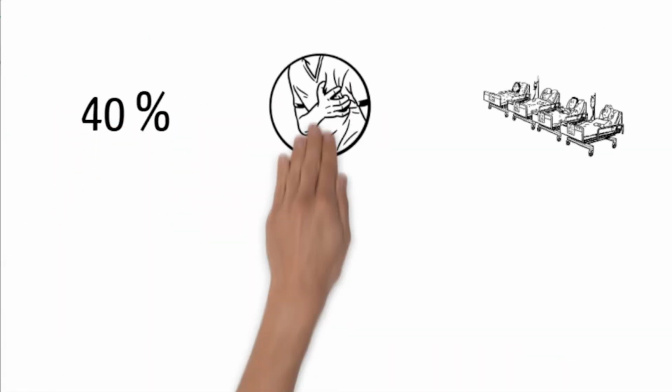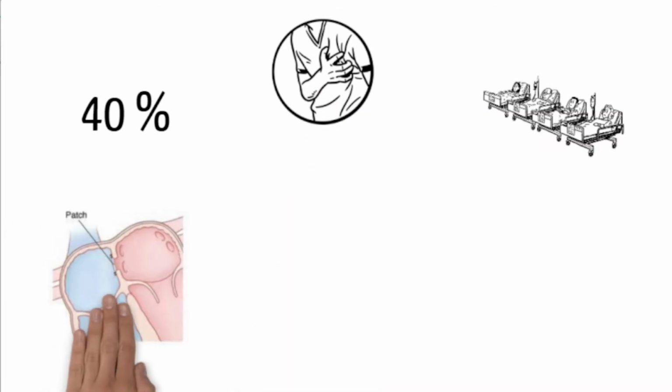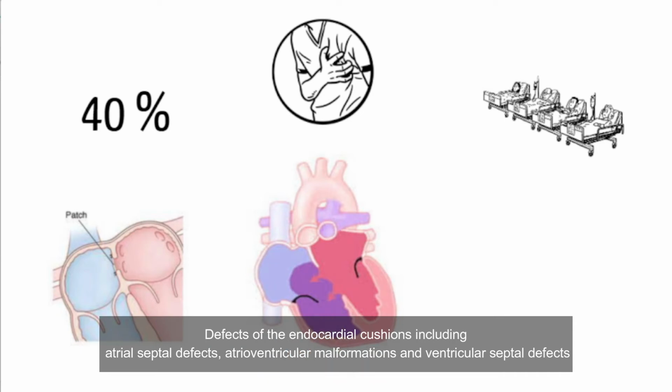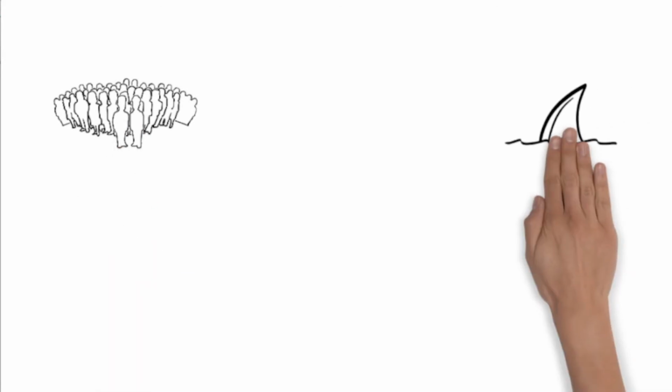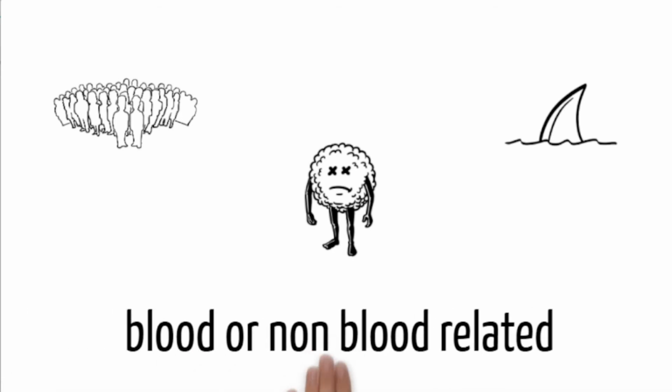Heart. Approximately 40% of patients have congenital heart disease, most commonly defects of the endocardial cushions, including atrial septal defects, atrioventricular malformations and ventricular septal defects. Cancer. People with Down syndrome are believed to have an increased risk of developing cancers derived from germ cells, whether these cancers are blood or non-blood related.